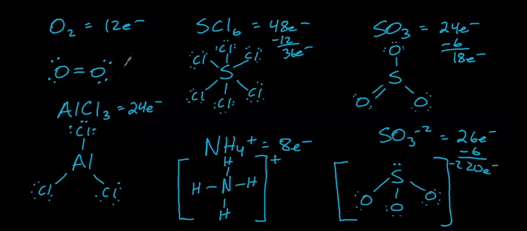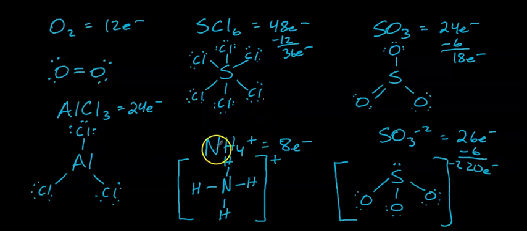O2, just like F2, is linear. Let's go down to AlCl3. We have hybridization. It is sp2 hybridized. Electron and molecular geometry, we have 3 bonds, no lone pairs. This is trigonal planar. SCl6, 6 bonds, no lone pairs on the central atom. This is octahedral. This is octahedral because the central atom is sp3d2 hybridized.